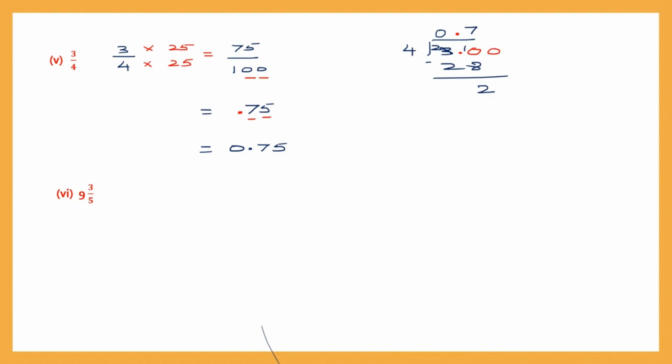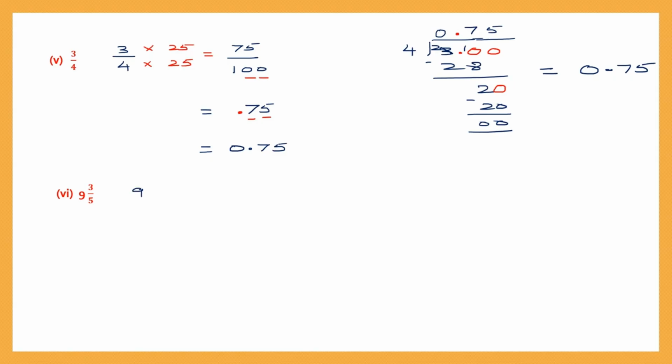So now I've added one more 0, I'm going to bring it down. Now my number is 20. Now continue the division. 4 5s are 20. Minus, now we've got 0, we can stop our division. Now what is our answer? 0.75. So can you see we've got the same answer here and the same answer here. In this method we converted the denominator to 100. In this method we did normal division. Next question, 9 3 by 5.